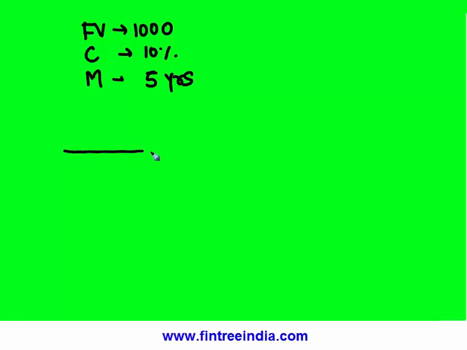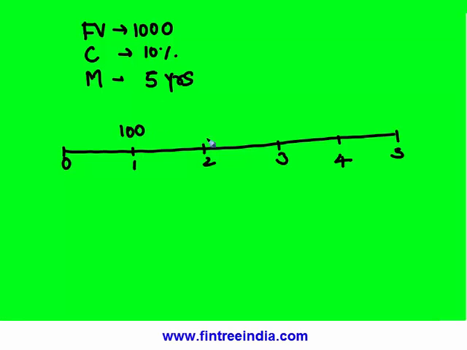Let us say face value of a bond is 1000. Coupon rate is 10%. Maturity is 5 years. So I'm plotting it on the timeline. Let's look at what are the cash flows. This is time 0. This is time 5. Cash flows, what do you think? What would be the cash flow in year 1? 100. That is 1000 into 10%. So 100, 100, 100 and 100. And cash flow in the last year would be an additional 1000.